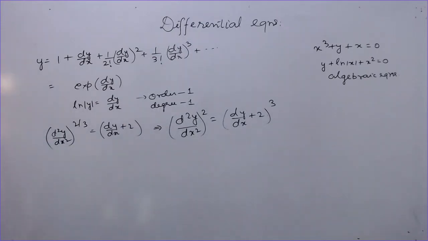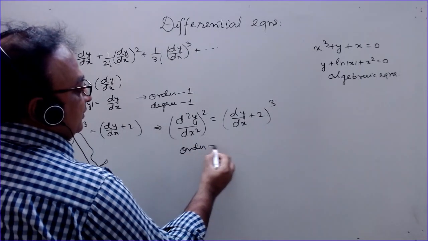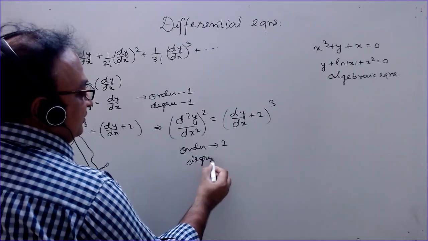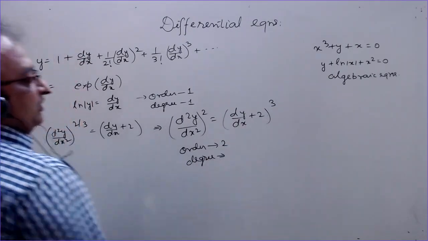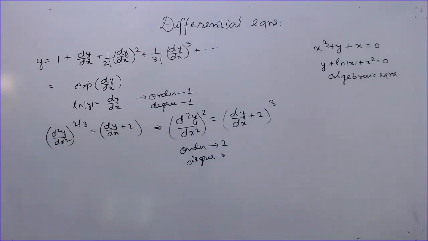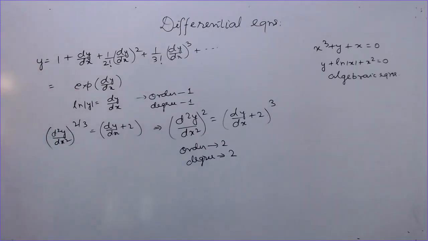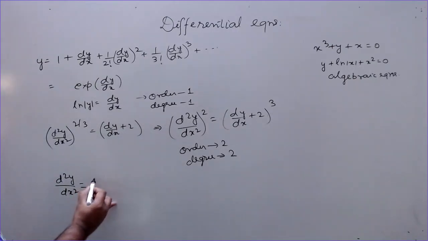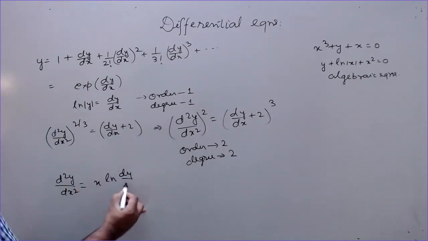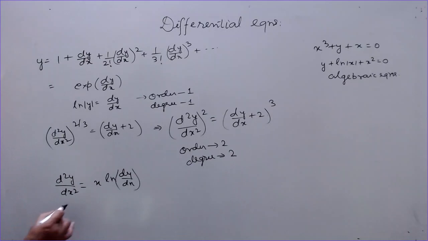Highest derivative is 2. So order is 2. As far as degree is concerned, this is a polynomial, degree is defined. So degree, as I told you, is the maximum power of the highest derivative. Highest derivative has a power 2, degree is also 2. This is how you can define. Then I can take another example. d2y by dx square is equal to x log dy by dx. So as far as the order is concerned, it is 2.